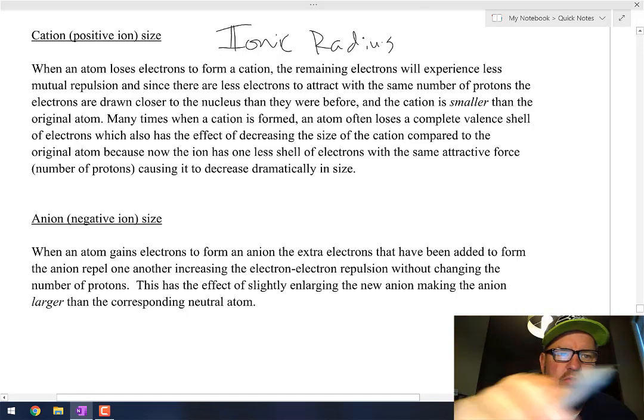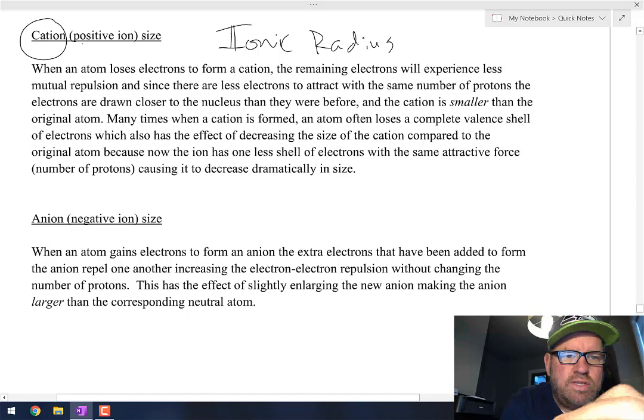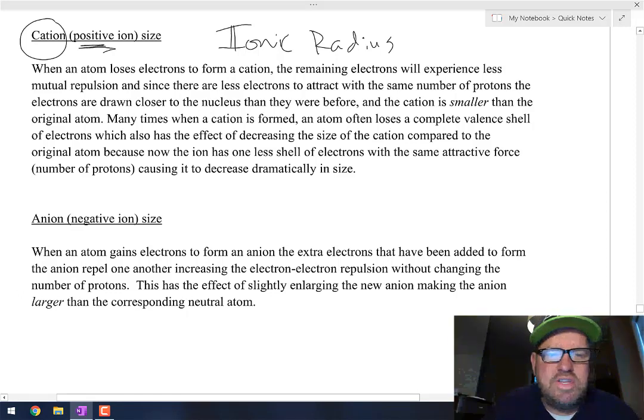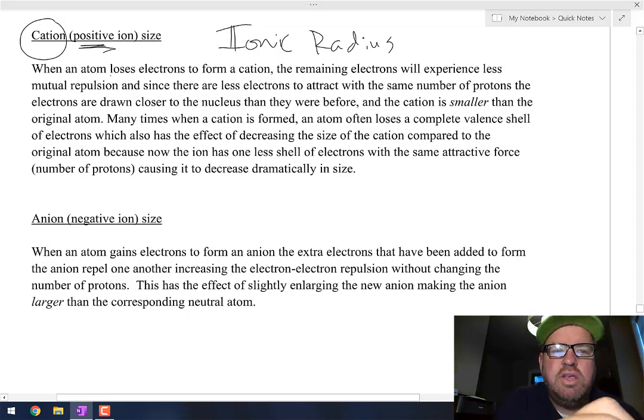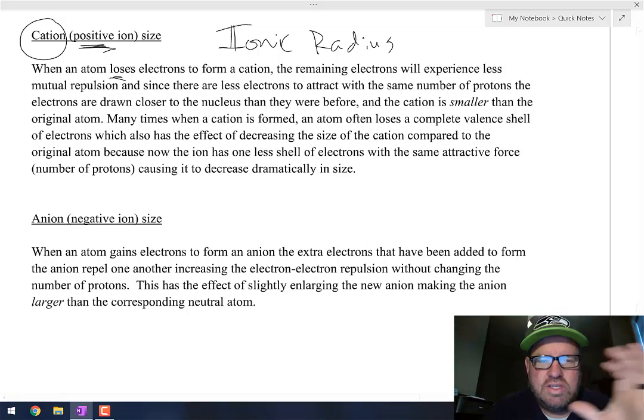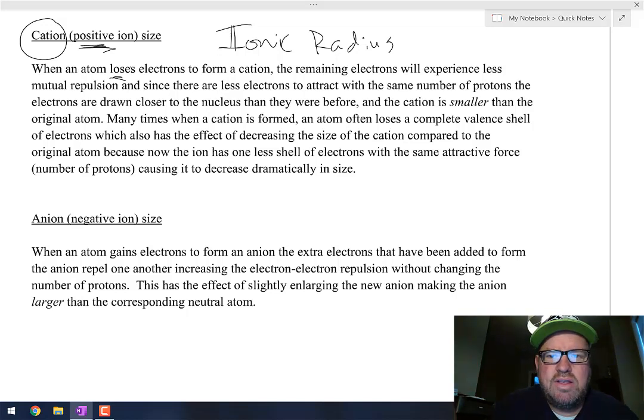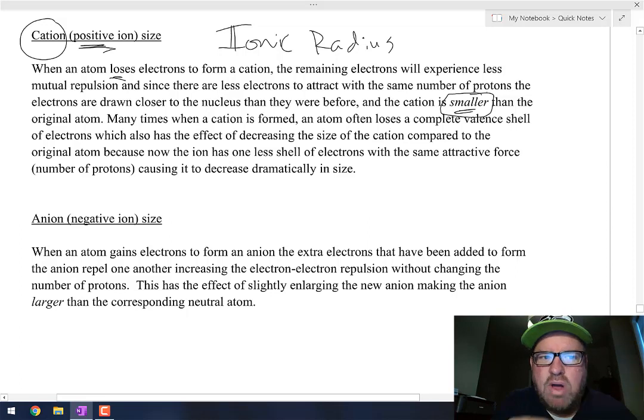Overall, when you form a cation, or that's a positively charged ion, that means you're losing at least one or more electrons. And since there are now the same number of protons, that hasn't changed, but now you have less electrons to attract. That positively charged ion will be smaller than the neutral atom, always, okay?